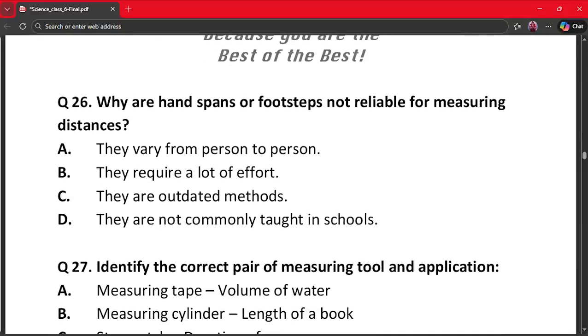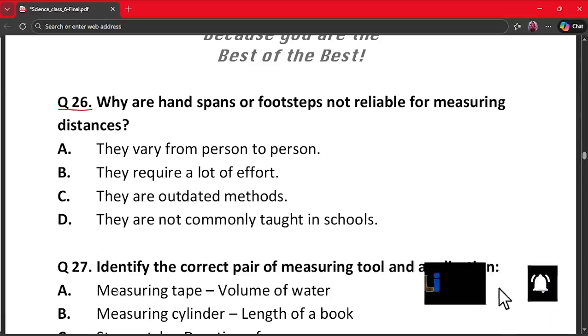Our next question is question number 26. Why are handspans or footsteps not reliable for measuring distances? A. They vary from person to person. B. They require a lot of effort. C. They are outdated methods. And D. They are not commonly taught in schools. So the correct and clear answer is option A.